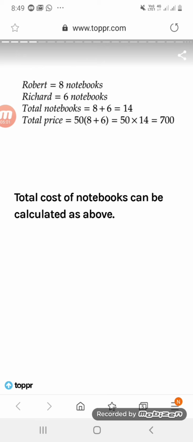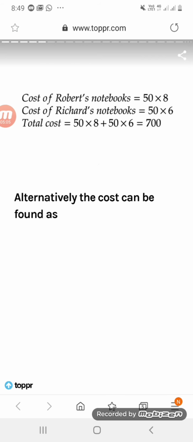700. So the total cost of the notebooks can be calculated as above. You all know that. Alternatively, we can calculate it like this also. The cost of Robert's notebooks is 50 into 8. The cost of Richard's notebooks is equal to 50 into 6. So add both: 50 into 8 plus 50 into 6.